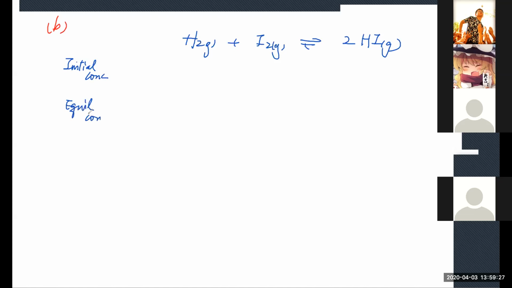What's the first step? Write down the equation, right? And show the initial concentration and the final concentration of the two. So we have hydrogen gas plus I2 gas to form 2 hydrogen iodide gas. So you are going to find out the initial concentration and the equilibrium concentration respectively. Now show me the data here, right? Show me the data.